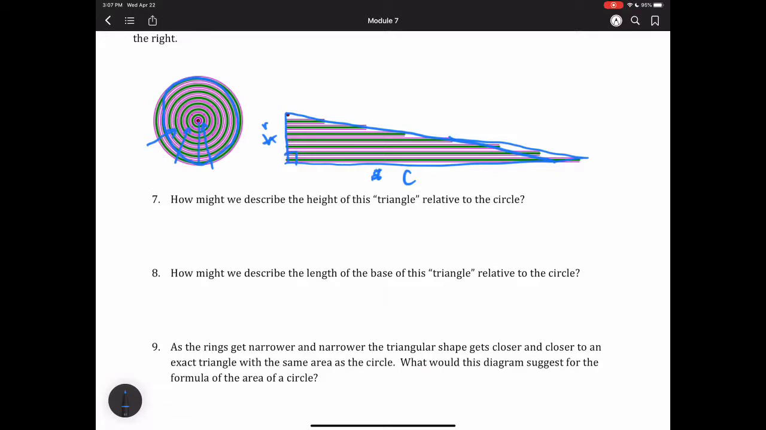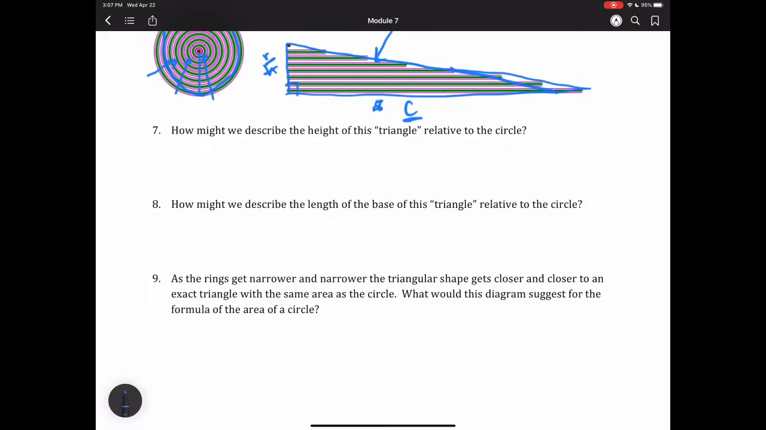So what would this diagram suggest for the formula for the area of a circle? Well, if we're thinking in terms of the area of a triangle, we know the area of a triangle is the base times the height divided by 2, right? So if we're thinking now in terms of the radius and the circumference, we have r times c times 1/2. Well, again, what is the circumference? Another way to write circumference is just 2 pi r.